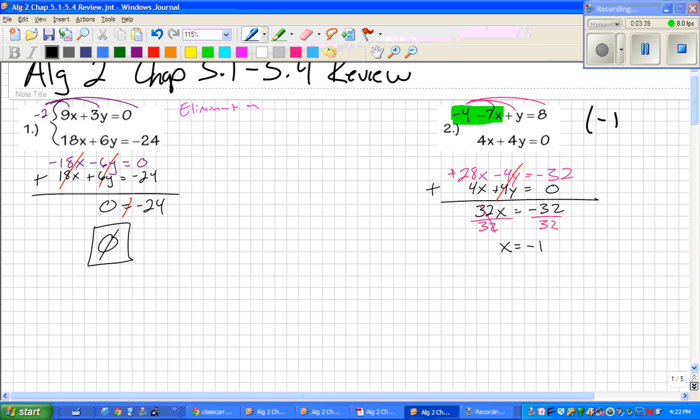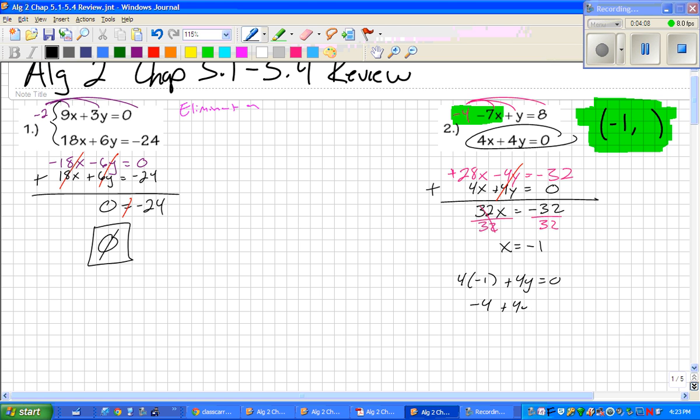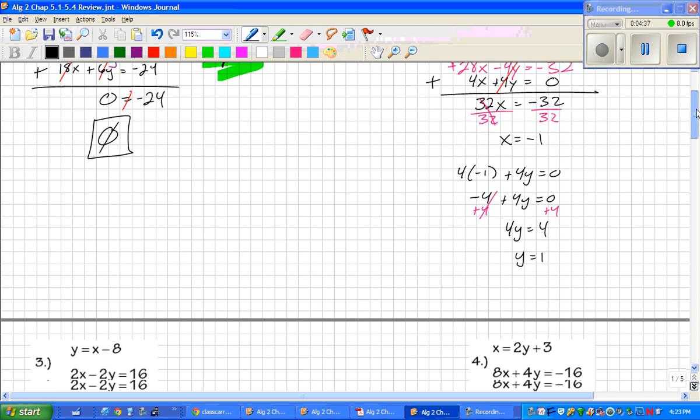Okay, so we know that x equals negative 1, but we've got to find out what y equals. So we just plug into either equation. I'm just going to use that one right there. So we have 4 times negative 1 plus 4y equals 0. 4 times negative 1 is negative 4. Now you have to add the 4 to the other side, and you get 4y equals 4. When you divide both sides by 4, you get y equals 1. So our point is negative 1, 1. And I'll make our answer really big right there. Okay. Let's move on to 3 and 4.